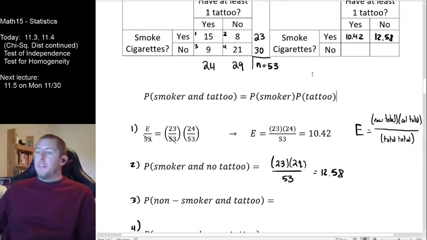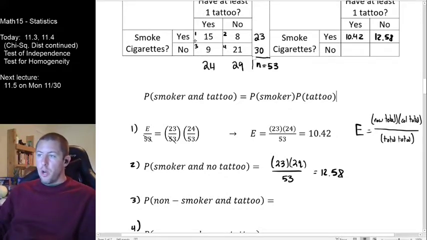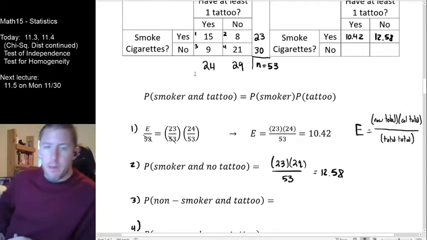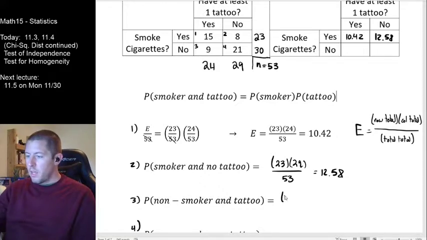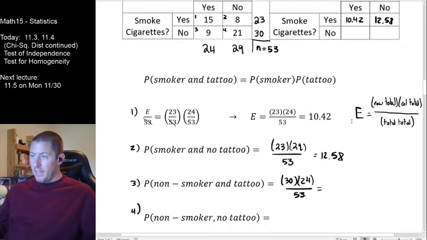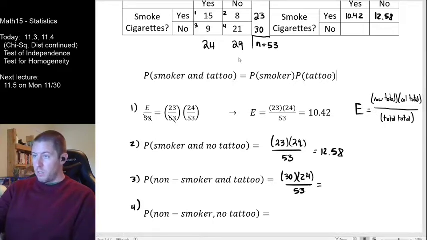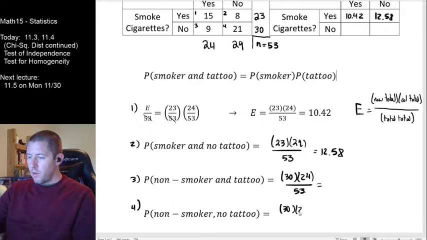And I'll go ahead and throw that in its associated expected table over here. And the next one, probability of non-smoker and a tattoo. Smoke cigarettes, no. Tattoo, yes. So we're now looking at the cell that has the 9 in it that I've labeled number 3. We're going to do our row total times column total divided by total. My row total here is 30. My column total is 24, divided by the total, which is 53. Finally, I'll just write out my calculation for the last one. No smoking, no tattoo. That's associated with the cell with 21 observed counts. Row total is 30, column total is 29, divided by the total of 53.